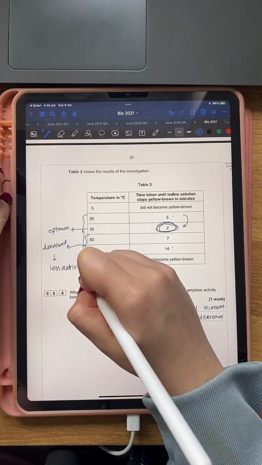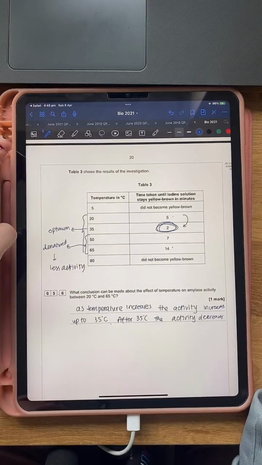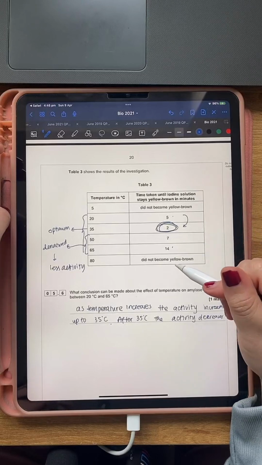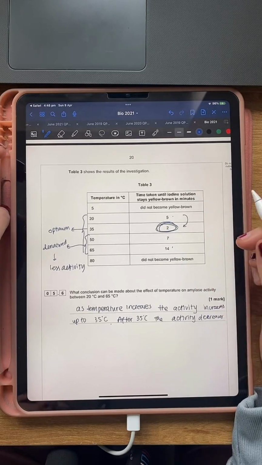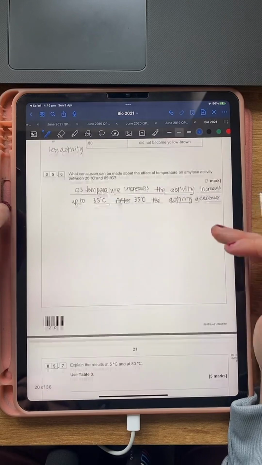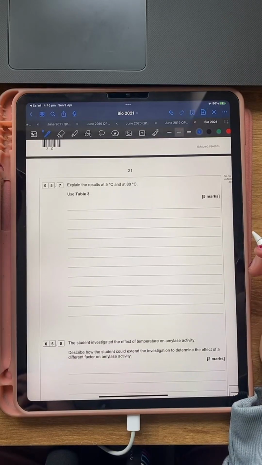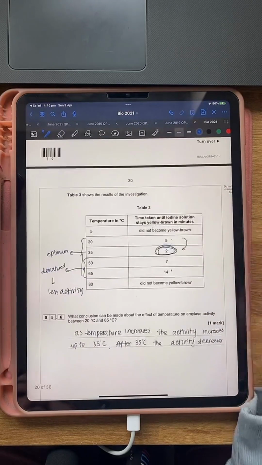Explain the results at 5 degrees Celsius and at 80 degrees Celsius. So they want it at 5 and at 80, not 8. At 5 and 80, they both did not become yellow-brown. They did not change. So let's talk about that.